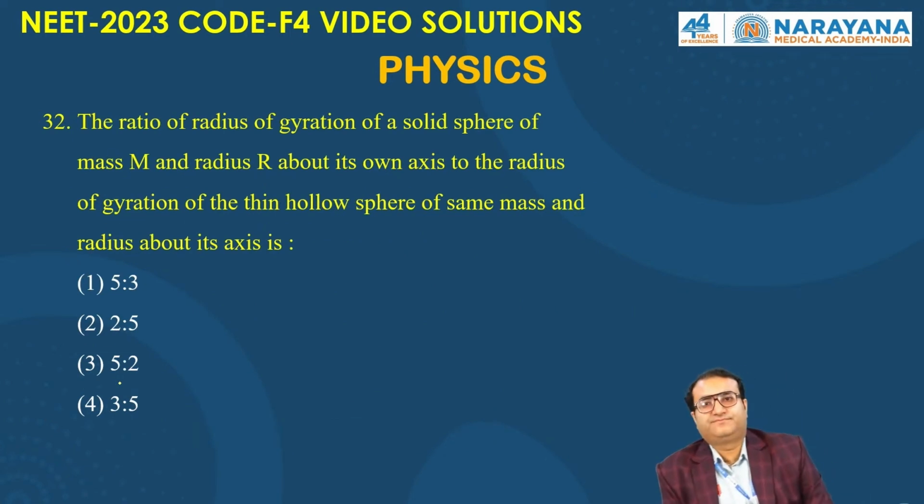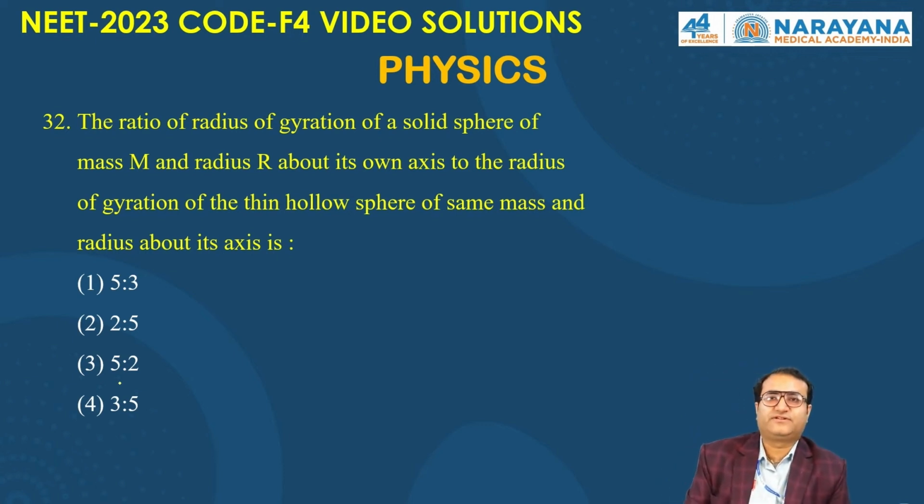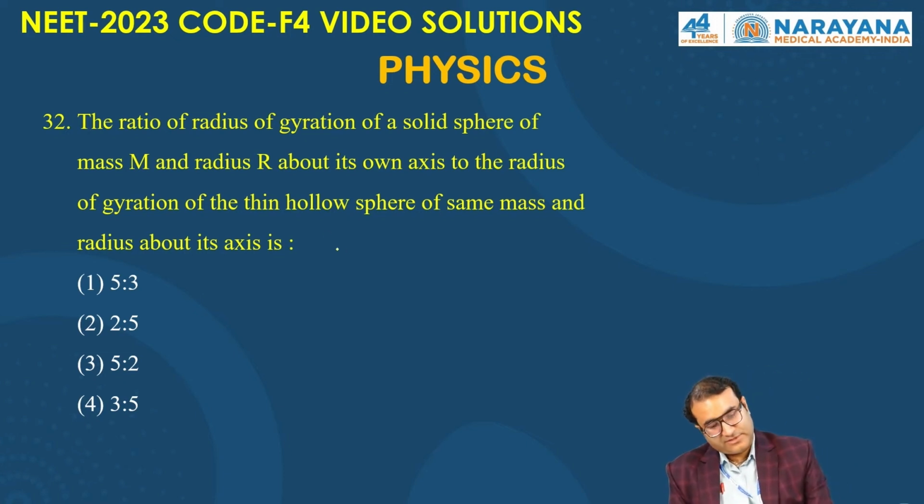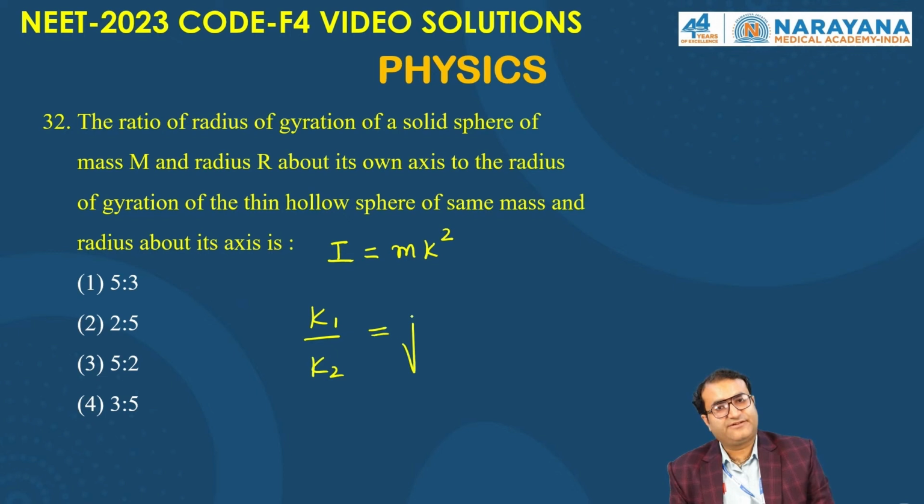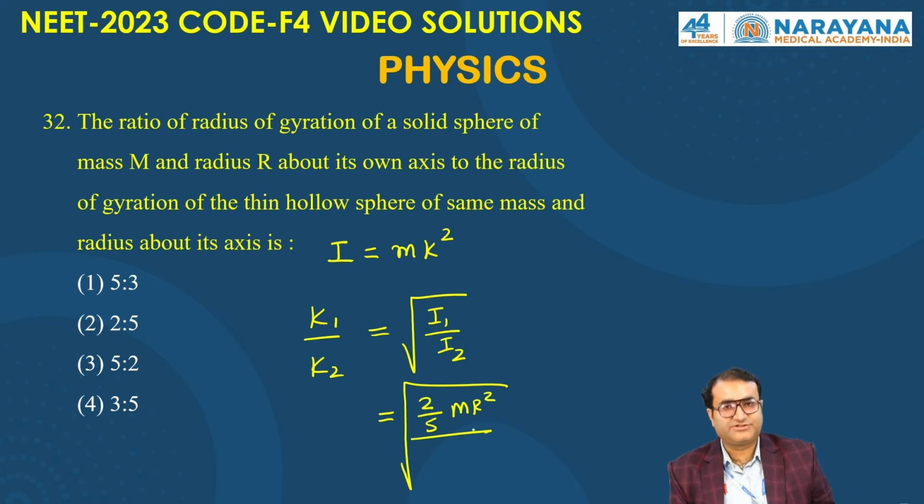Here comes question number 32. The radius of gyration of a solid sphere of mass capital M, radius capital R, about its own axis to the radius of gyration of a thin hollow sphere of same mass and same radius about its axis is. Moment of inertia is written as mk square, where k is the radius of gyration. So simply we can write k1 by k2 is under root of I1 by I2. Solid sphere, it is 2 by 5 mr square. Moment of inertia for a hollow sphere, it is 2 by 3 mr square.